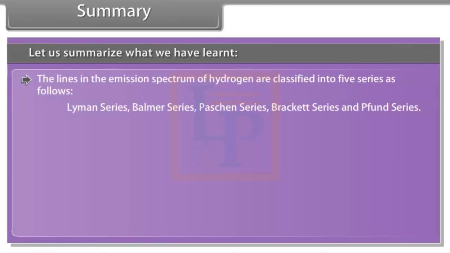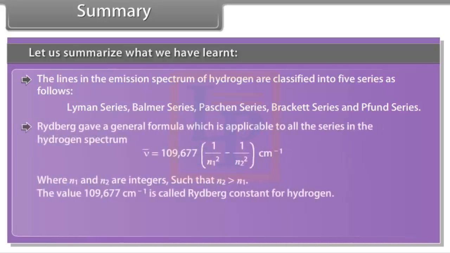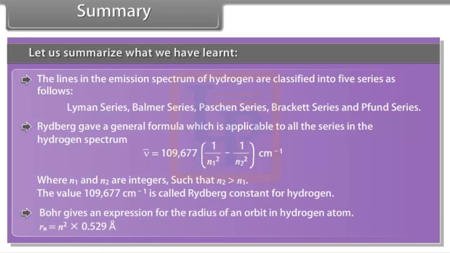The lines in the emission spectrum of hydrogen are classified into five series as follows: Lyman series, Balmer series, Paschen series, Brackett series and Pfund series. Rydberg gave a general formula which is applicable to all the series in the hydrogen spectrum. The value 109677 per centimeter is called the Rydberg constant for hydrogen. Bohr gave an expression for the radius of an orbit in a hydrogen atom: Rn = n² × 0.529 angstrom.